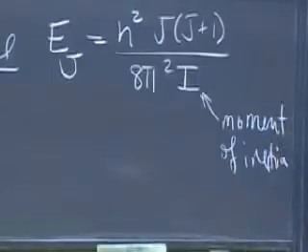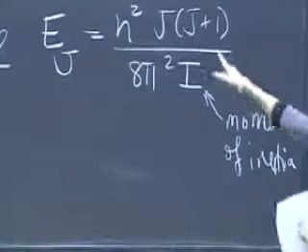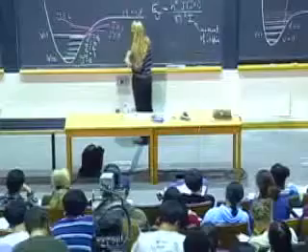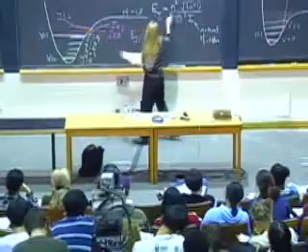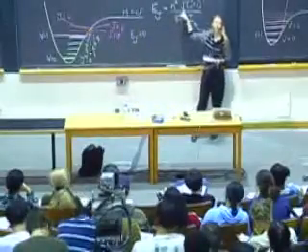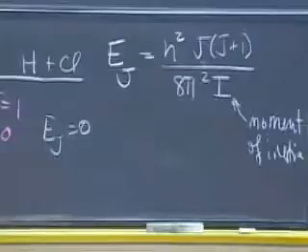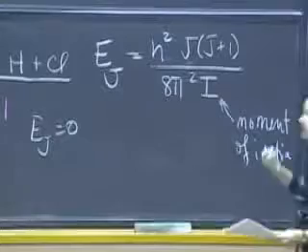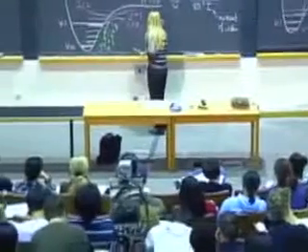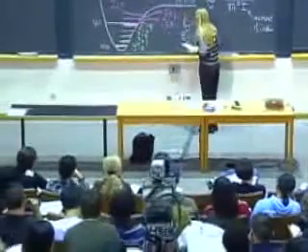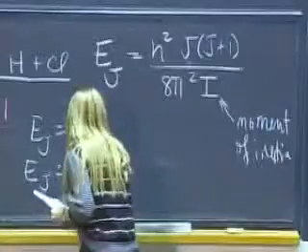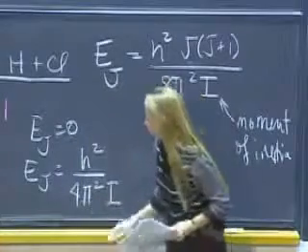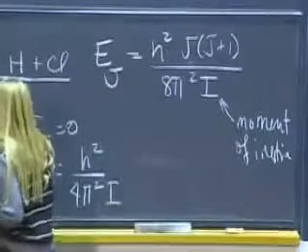So what does this say? Well, this says that when J is equal to 0, the rotational energy is equal to 0, because at J equals 0 this makes this all go away. So the molecule has no rotational energy in J equals 0. When J is equal to 1, we put in J equal 1, we calculate that. It comes out to be h squared over 4 pi squared times the moment of inertia. This is J equal 1.